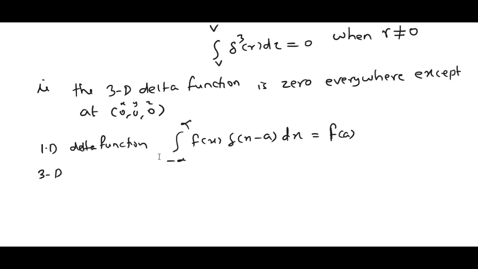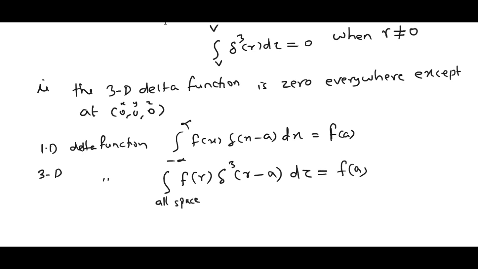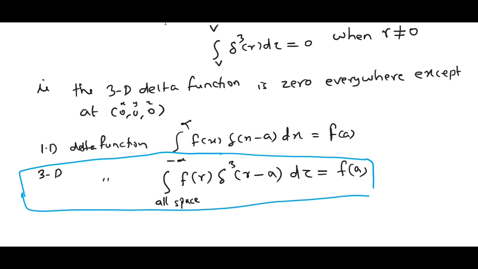In the three-dimensional delta function, this is over all space, and instead of x this will be f(r), and this will be delta cubed (r minus a) d tau, which is equal to f(a). Okay, this is a very important identity. We will use this identity to solve all the problems in the three-dimensional delta function. Therefore, this should be noted. Okay, now let us do a few problems.